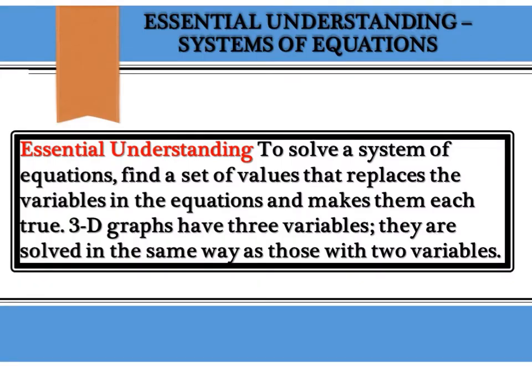Now, what you should understand by the end of this lesson is that when you're solving a system of equations that have 3 variables, you find a value that replaces the variables that makes each one of the equations true. To graph a linear system with 3 equations, it would give you a 3D graph, but you solve them the same way as those that have 2 variables using matrices in your calculator.